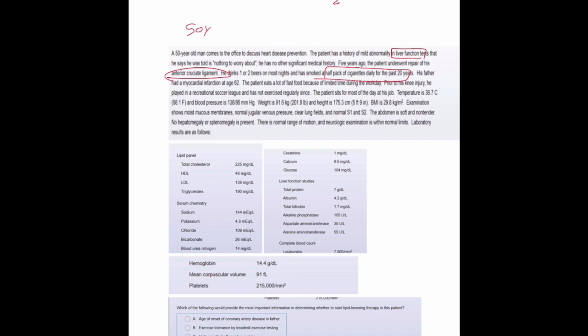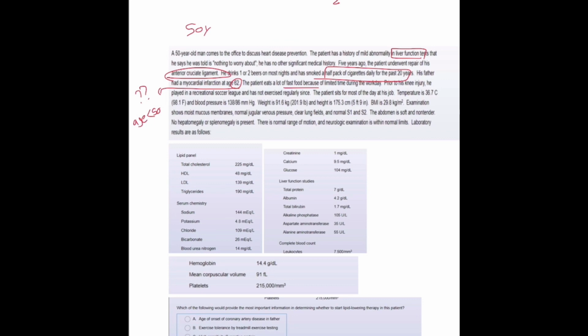His father had a myocardial infarction at the age of 62. This is not significant. A positive family history should include a myocardial infarction in a first-degree relative at an age less than 50 years. So let's move on to the lifestyle. He eats loads of fast food.